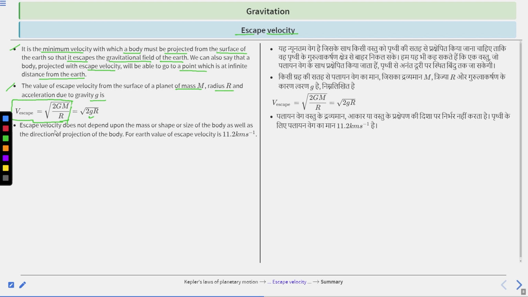And escape velocity does not depend upon the mass or shape or size of the body, as well as the direction of projection of the body. Clear? For the Earth, the value of escape velocity is 11.2 km per second.